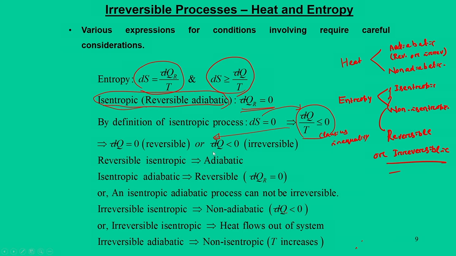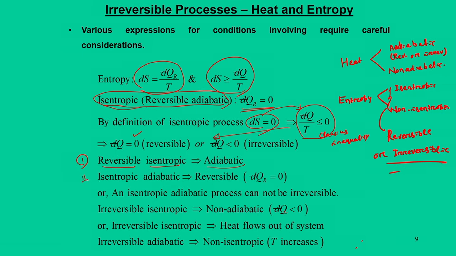Now, let us see the consequences one by one. So, first one, if a process is reversible but isentropic, so your dQ is equal to 0 and isentropic, dS is equal to 0. So, dQ is equal to 0 and dS is equal to 0 means this process has to be adiabatic, because dQ is 0.